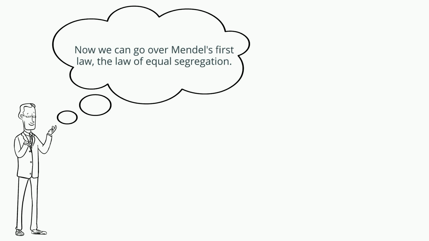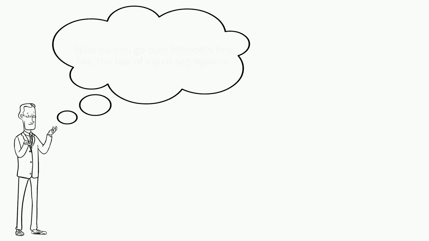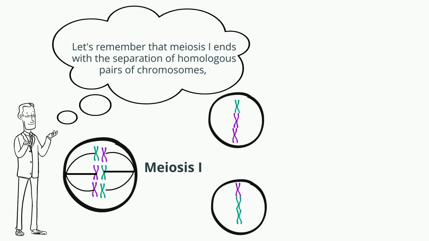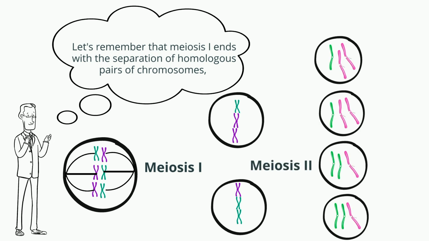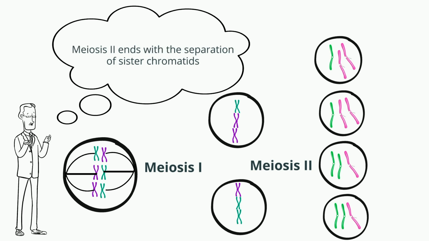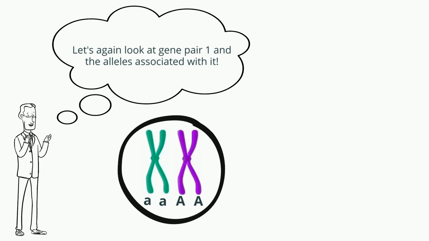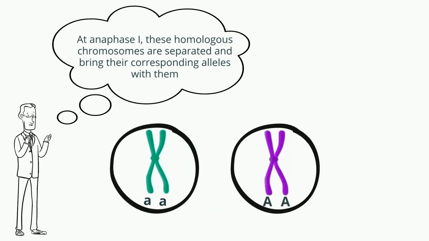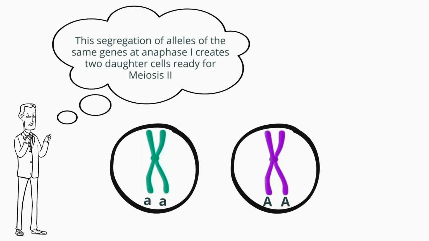Now we can go over Mendel's first law, the law of equal segregation. This law states that only one allele for each gene in an organism is distributed to each gamete. Let's remember that meiosis 1 ends with the separation of homologous pairs of chromosomes, and meiosis 2 ends with the separation of sister chromatids. Let's again look at gene pair 1 and the alleles associated with it. At anaphase 1, these homologous chromosomes are separated and bring their corresponding alleles with them. This segregation of alleles of the same genes at anaphase 1 creates two daughter cells ready for meiosis 2.